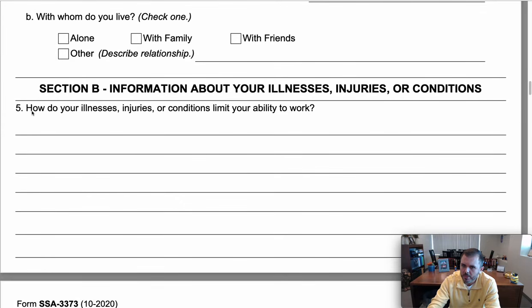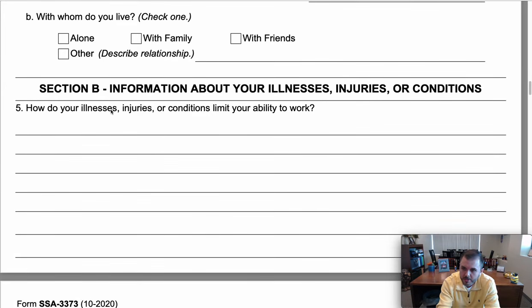Section B, question 5. This is perhaps the most important question in the entire form. How do your illnesses, injuries, or conditions limit your ability to work? And I take the opportunity during this question to tell you that this form is not going to win your case. The only impact this form may have is it may lose your case.